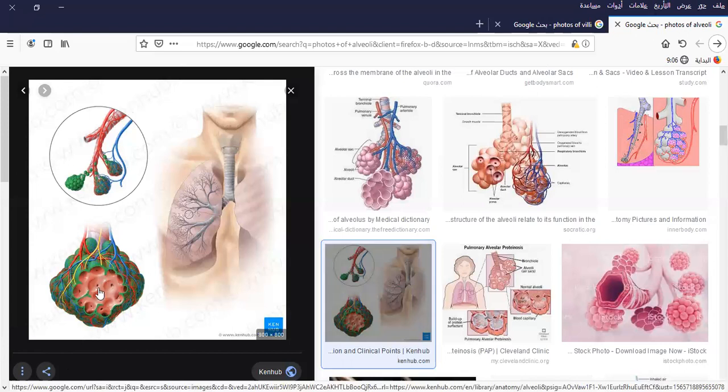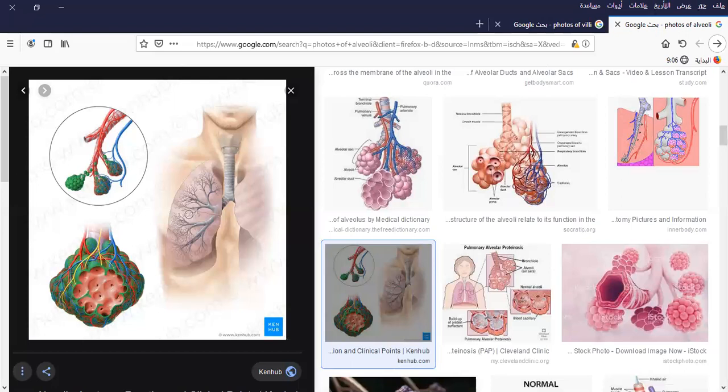Where oxygen in the air comes out from the air and enters the blood capillaries and carbon dioxide comes out from the capillaries entering the alveoli. بيحصل gaseous exchange بين الاكسجين اللي في الـ air والكربون دايوكسيد اللي في الـ blood. طبعا الاكسجين comes out from the air and enters the blood والكربون دايوكسيد comes out from the blood entering the alveoli. Understand that? Yes. طيب اوكي.